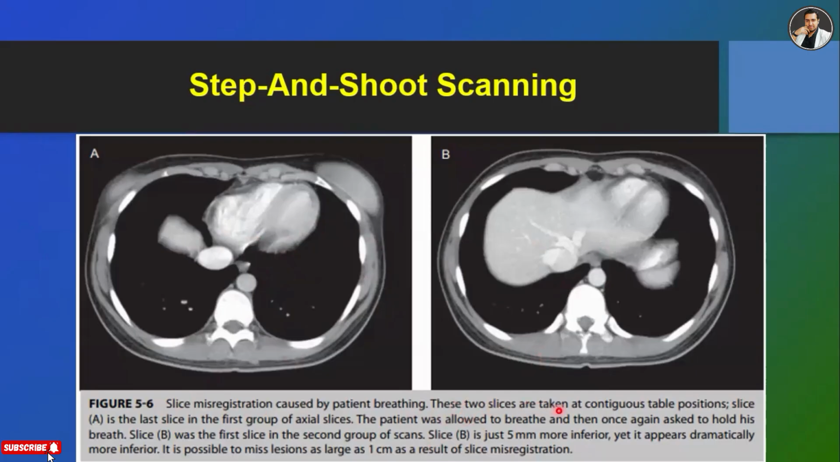These two slices are taken at a contiguous stable position. This is the last slice in the first group of axial slices. The patient was allowed to breathe and then once again asked to hold his breath. The patient breathed, and when he saw that the last slice was at the same level, the liver was slightly swollen.